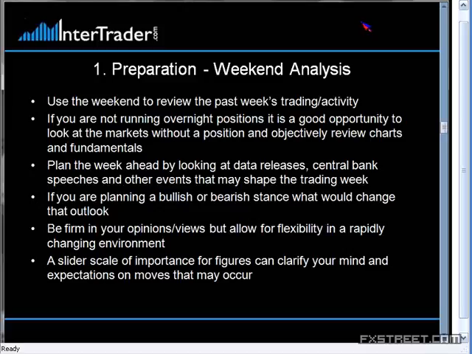So again, be firm on your opinions and your views, but be flexible at the same time. As I keep saying, you can say you're a swing trader, say you're a scalper, but trade the market conditions. If your particular style, your risk management, your entry techniques are not working, then perhaps you're trading them in the wrong kind of conditions or the wrong products.